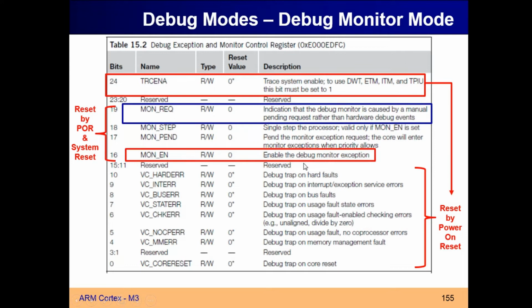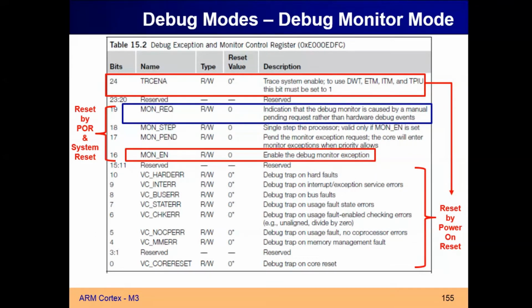So what is monitor enable? It is used for enabling the debug monitor. Then what is monitor underscore request? This bit is used for manually entering into debug monitor mode. Which is a bit used for manually halting the processor? C halt bit. So similarly here also there is a particular bit.